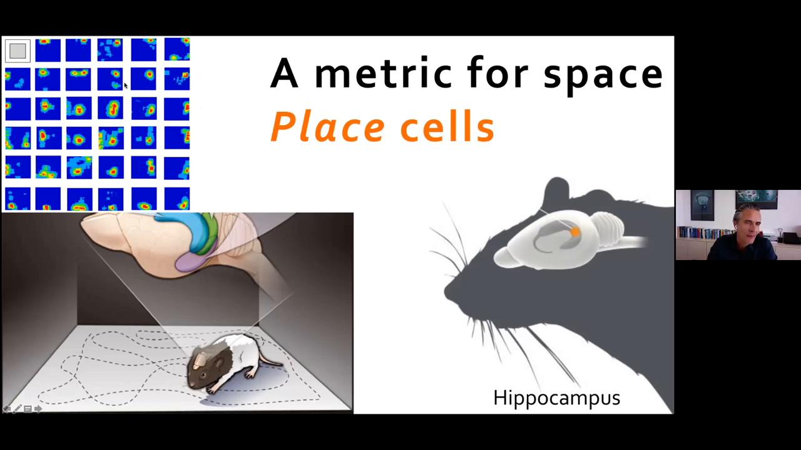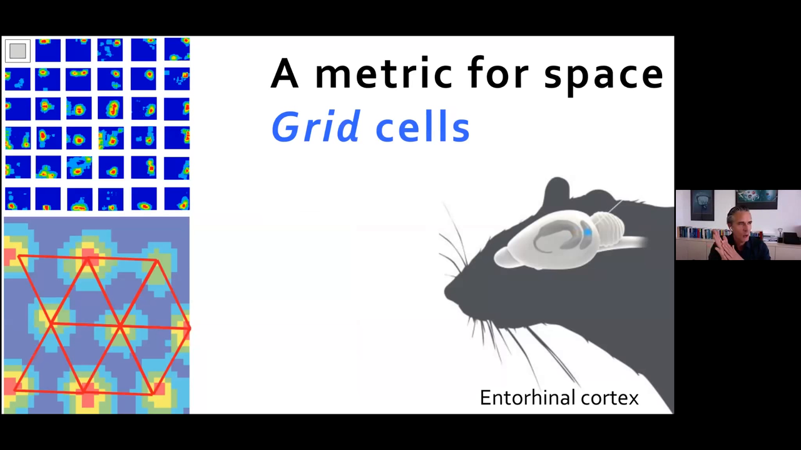Other cells signal other positions in the environment. And the assumption is that the population response to activity in all those cells provides something like a map-like representation of the local environment. And then only in 2005, so 15 years ago, Edvard and May-Britt Moser in Trondheim, Norway, discovered in nearby entorhinal cortex, and nearby means only one synapse away from the hippocampus, the so-called grid cells, entorhinal grid cells.